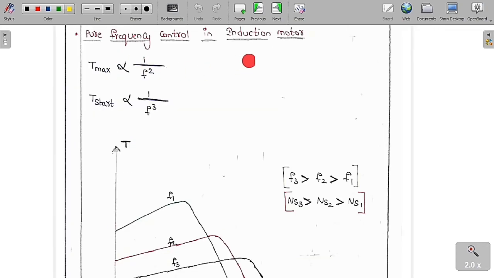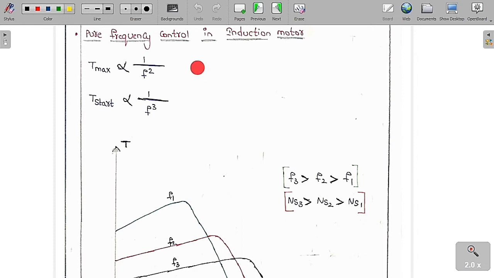Now, pure frequency control of the induction motor. Here we are not going to keep the V by F ratio constant. It is purely a frequency control induction motor, so we are not going to take the V by F ratio as a constant.